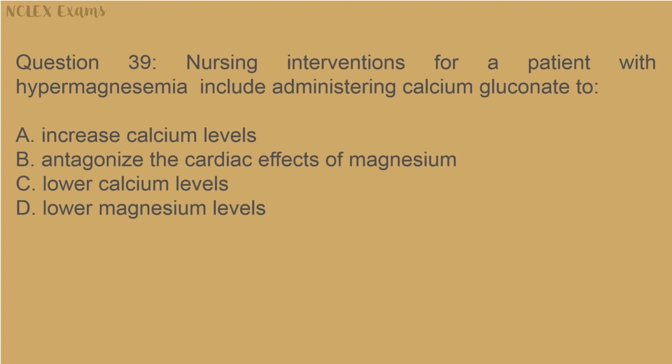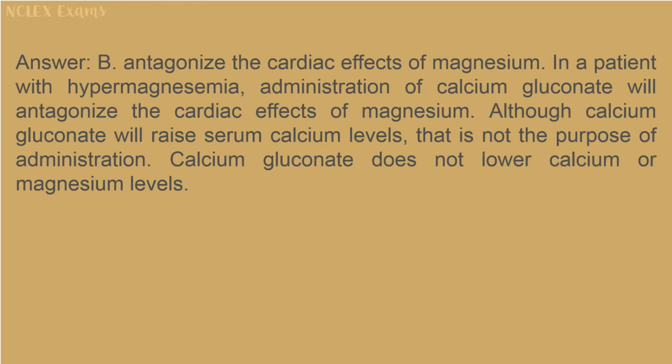Question 39. Nursing interventions for a patient with hypermagnesemia include administering calcium gluconate to A. Increase calcium levels, B. Antagonize the cardiac effects of magnesium, C. Lower calcium levels, D. Lower magnesium levels. Answer: B. Antagonize the cardiac effects of magnesium. In a patient with hypermagnesemia, administration of calcium gluconate will antagonize the cardiac effects of magnesium. Although calcium gluconate will raise serum calcium levels, that is not the purpose of administration. Calcium gluconate does not lower calcium or magnesium levels.